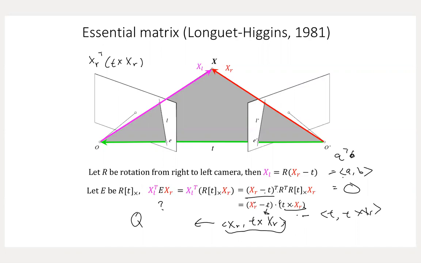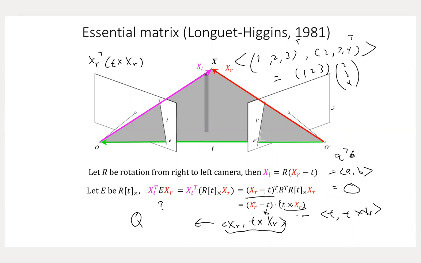Maybe I should give you a reminder of what an inner product is. For example, I have 1, 2, 3 in an inner product with 2, 3, 4. If I do an inner product of this, it is 1 times 2 plus 2 times 3 plus 3 times 4, something like this.